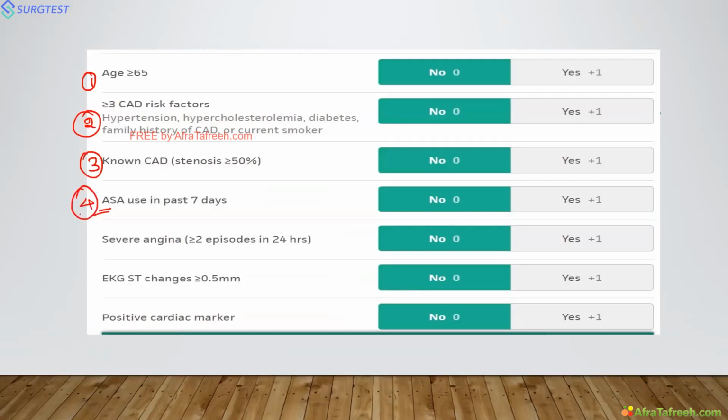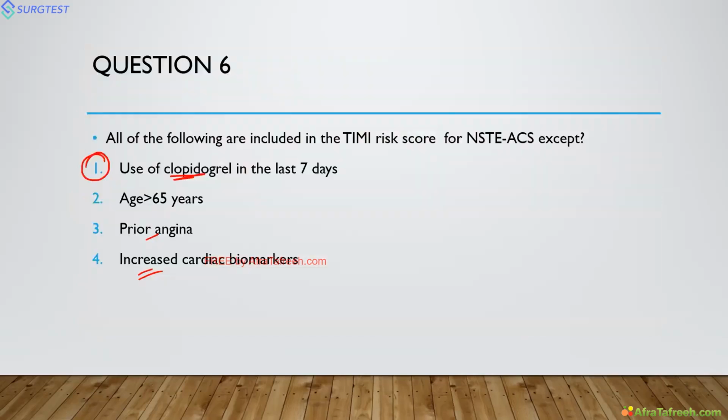Aspirin used in the last 7 days. Then severe angina. Then ECG changes, whether ST-T changes, ST depression more than 0.5 millimeter, and positive cardiac biomarkers. Based on this, we put the score and we divide this into mild risk, moderate risk, and severe risk. So the answer to this question is use of aspirin in the last 7 days.